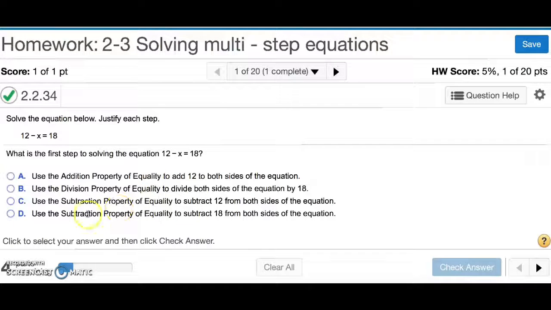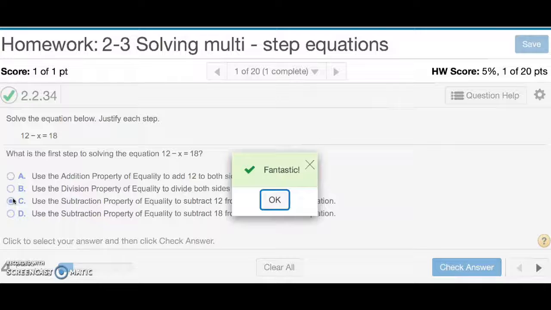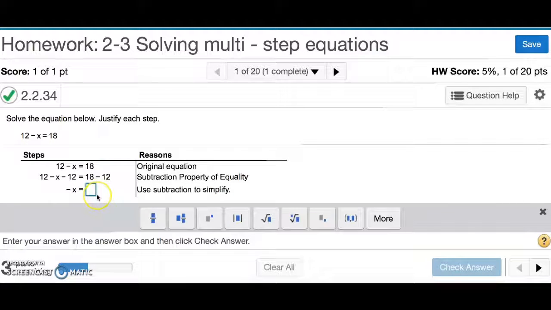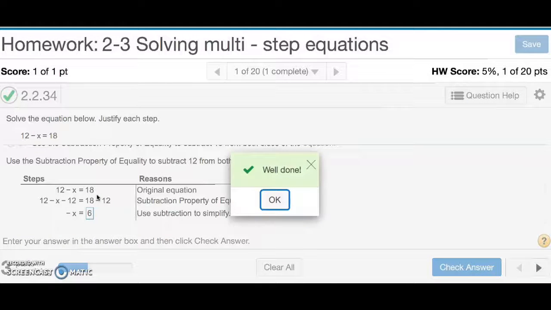So looking at our choices, either C or D has us subtracting. Since we're subtracting 12, it would have to be C, using the subtraction property of equality. Now, what we have here is our steps. So we subtract 12 from both sides. 12 minus 12 gives you 0 on the left, which leaves you with negative x. On the right, we have 18 minus 12, which is going to be 6. So we type in 6.